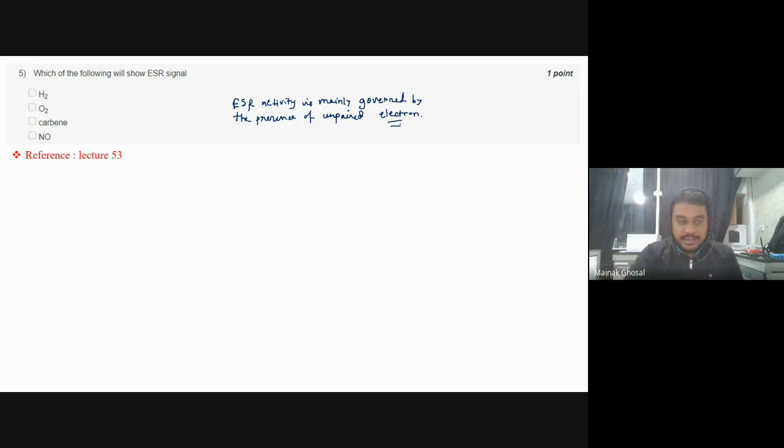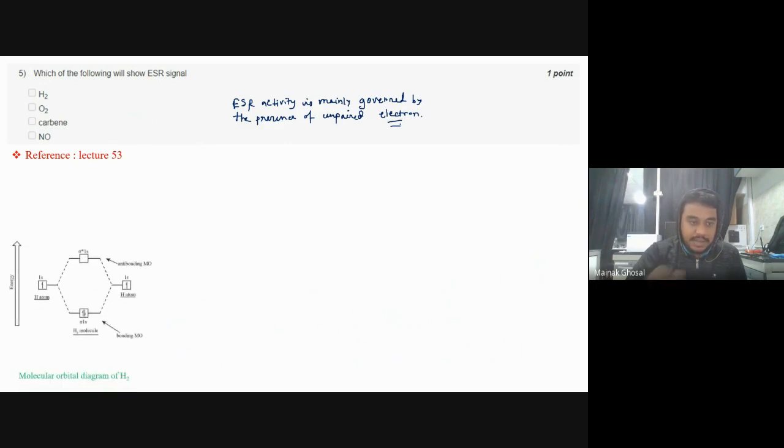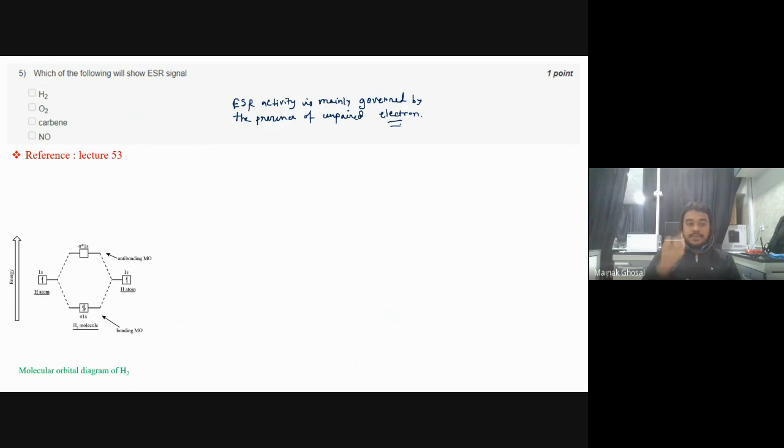So you will find this answer in lecture number 53. But I am going one by one, and I have all the MOs of these compounds. Then you will be able to understand whether this will show an ESR signal or not. First, I am moving with the molecular orbital diagram of hydrogen. If you don't know what a molecular orbital diagram is, how this is coming, then you should learn this, and you will see that these two molecular orbitals are coming from two hydrogen atoms. This will mix up, and there will be two orbitals. This is called bonding MO, and this is called anti-bonding MO. And here you can see there is a pairing up of electrons in the bonding MO, and there is no electron in the anti-bonding.